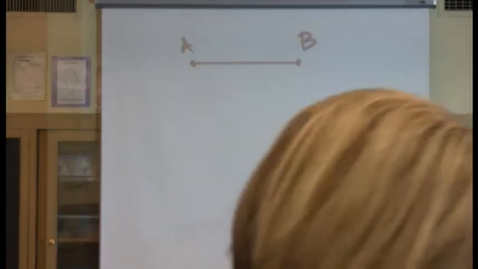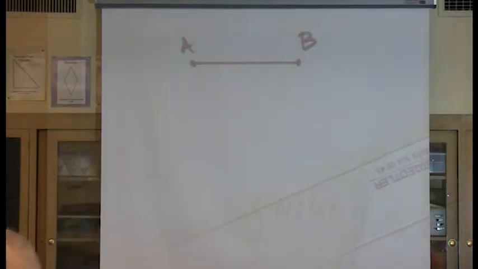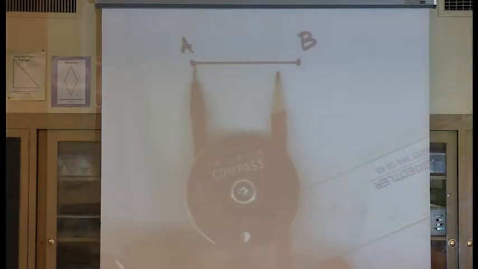Okay, get your compass out. Put the straight edge away. Watch the overhead. I'm going to line my compass up like this, with the point of the compass on point A. You should have already drawn your line. Let's go. Compass is up. Point of the compass on point A.